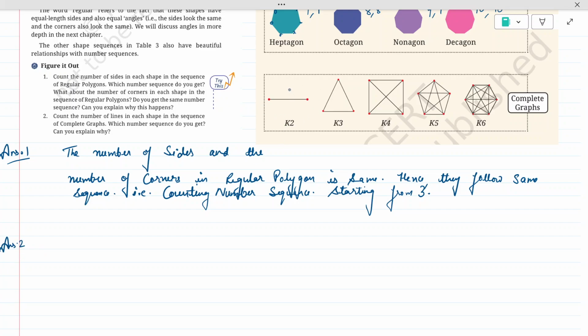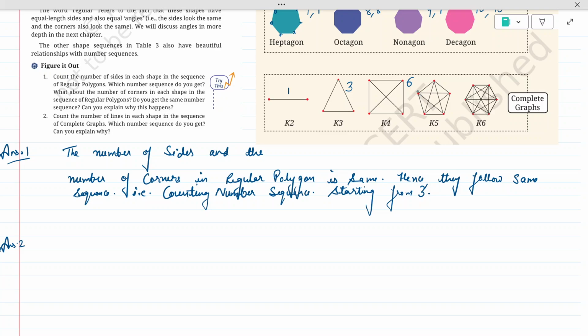In the very first figure, we have one line here. We have to count the number of lines. So we have one line this. Here we have 1, 2 and 3. In this figure 1, 2, 3, 4 and then these diagonals 5 and 6.